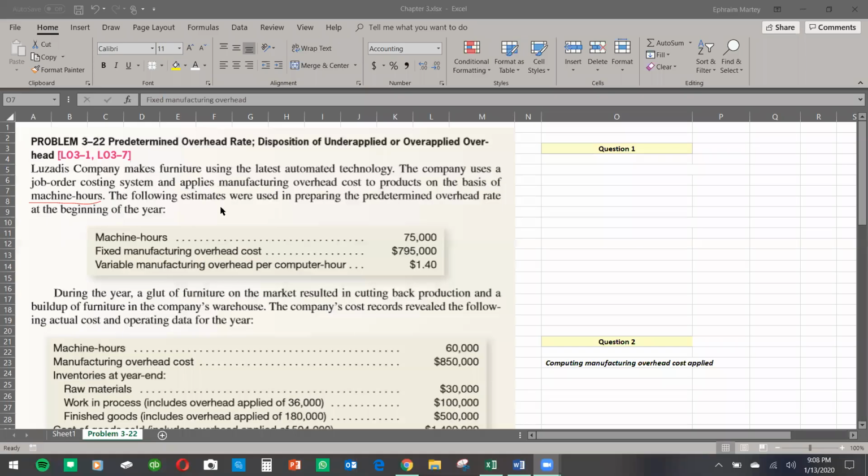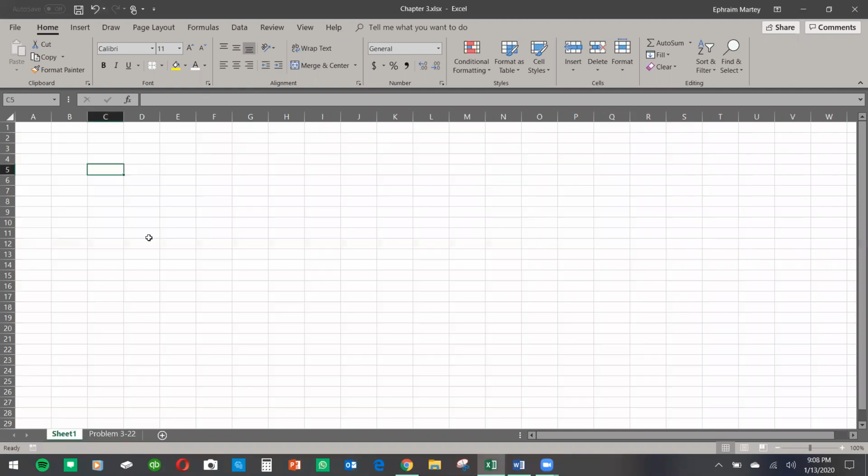Let's talk about predetermined overhead rate. First, predetermined overhead is an annual rate a company estimates at the beginning of the year for allocating manufacturing overhead. So at the beginning of every year, a company estimates a rate that will be applied to manufacturing overhead.